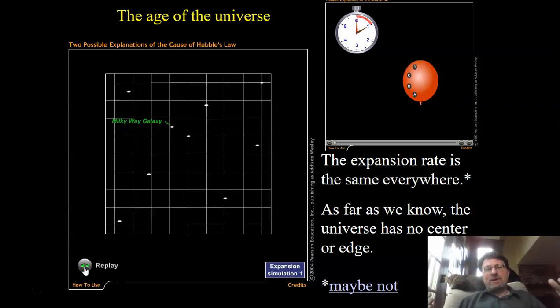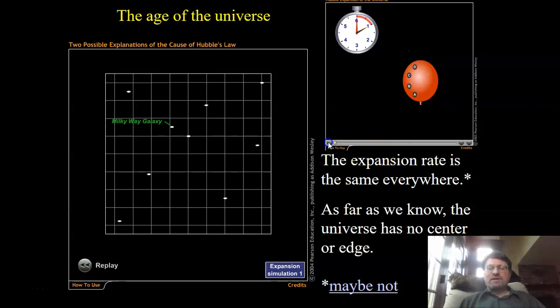An analogy that people often make when talking about the expansion of the universe is to consider a balloon as it expands. And you can make little marks on the balloon here, A, B, C, and D. Those represent galaxies.